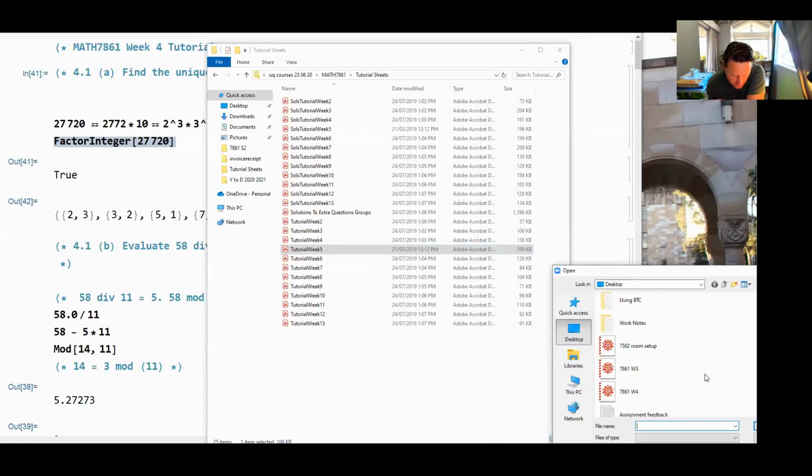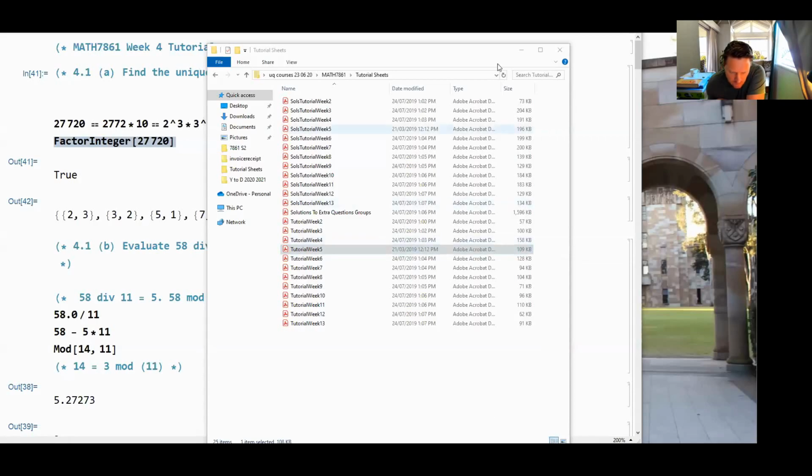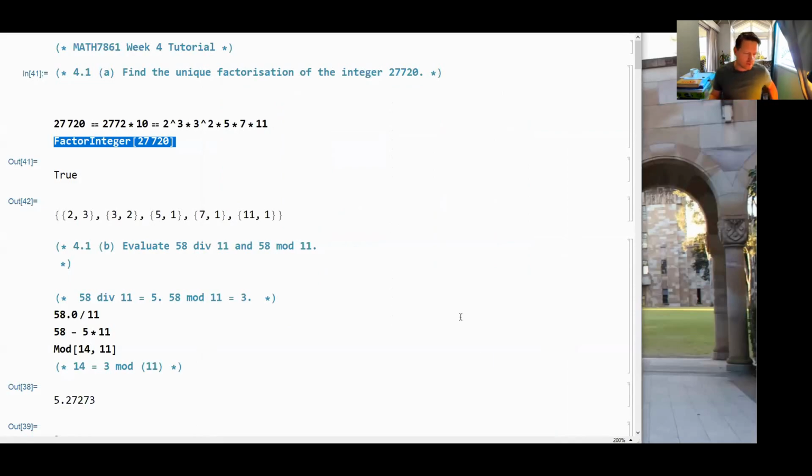Okay, this is the desktop, so I'm looking for UQ courses. There we go. That was Math 7861, and then tutorial sheets. I'll give you that, that was number 5. So that should come up in a moment. But normally, Ariel, those should be in Blackboard somewhere. All right, so it's uploaded now. Did you get it? You can just give me a thumbs up. Yep, good, thanks. All right, so anyway, let's move on.